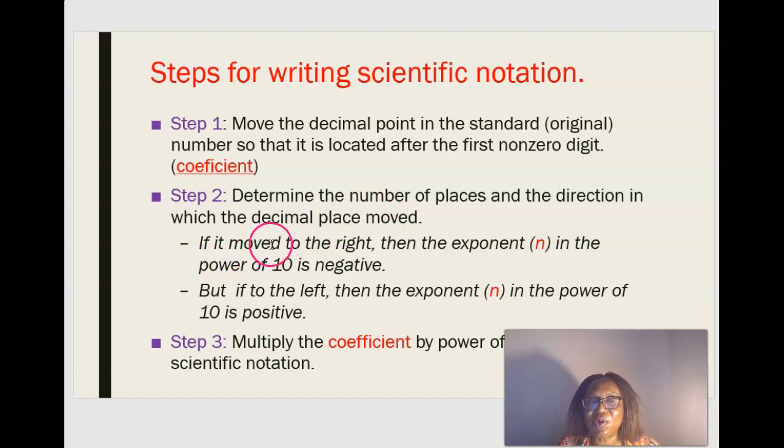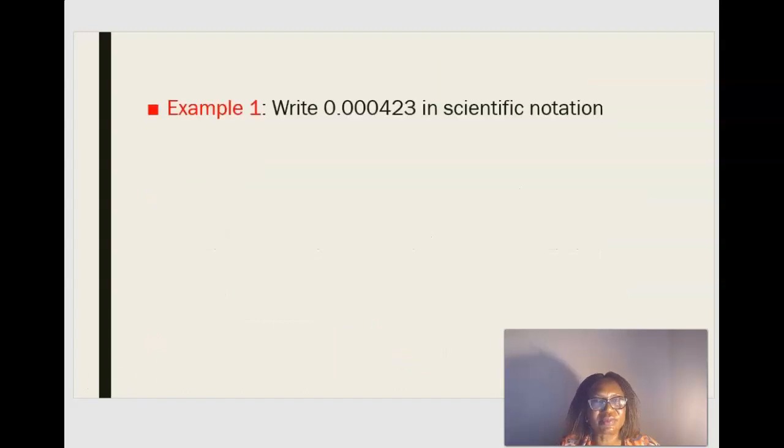If the decimal point moved to the right, then the exponent, which is n in the power of 10, is negative. But if it moved to the left, then the exponent n, which is in the power of 10, will be positive. Then step 3, you just need to write the scientific notation, which is coefficient times the power of 10. We are going to look at some examples.